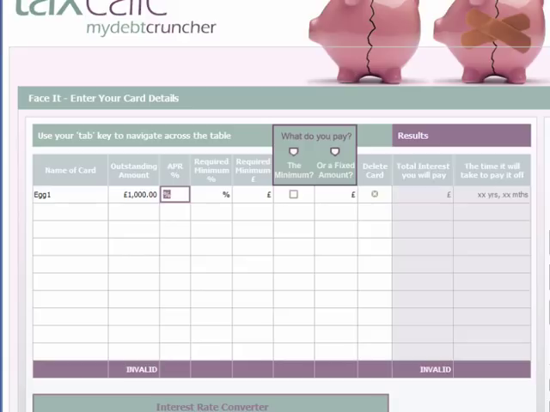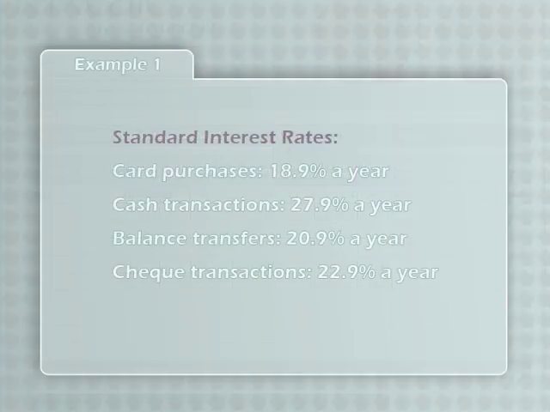Your next step is to find the annual percentage rate for this card, or the APR as it's more commonly known. This is the annual rate of interest that your lender charges you each year on the debt you have accumulated on your card. You'll normally find this information on the back of your statement.